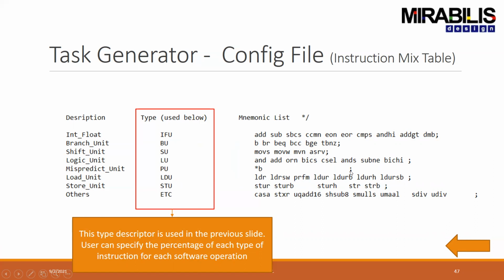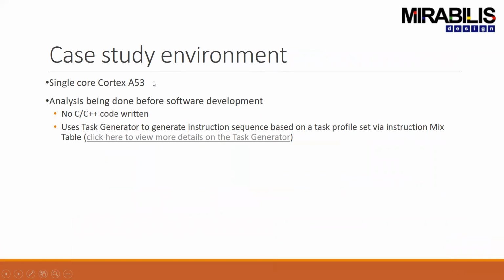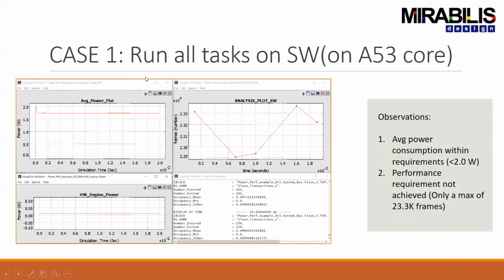So by using this instruction mix table profile, we can define a software profile for each of the tasks. The reason why we are using this instruction mix table is because at the very early stages in the development, we might not have the software code associated with each of the software tasks. In that case, we can use this instruction mix table to define a profile for it, and we can see how the performance of the system is going to look very early in the software cycle itself. So once I ran that test case, this is the result that I got.